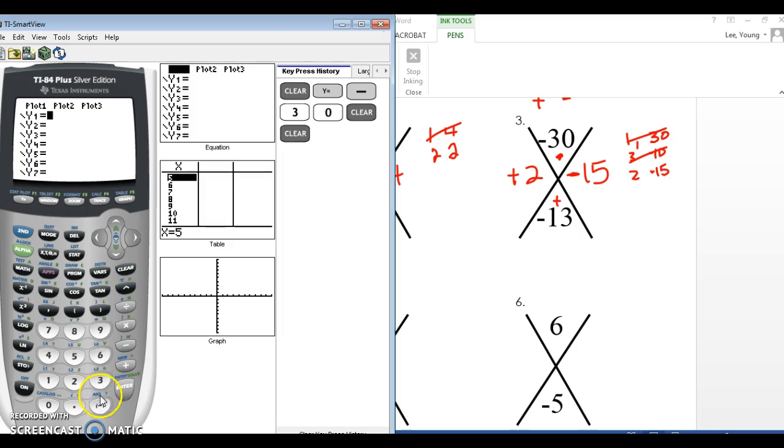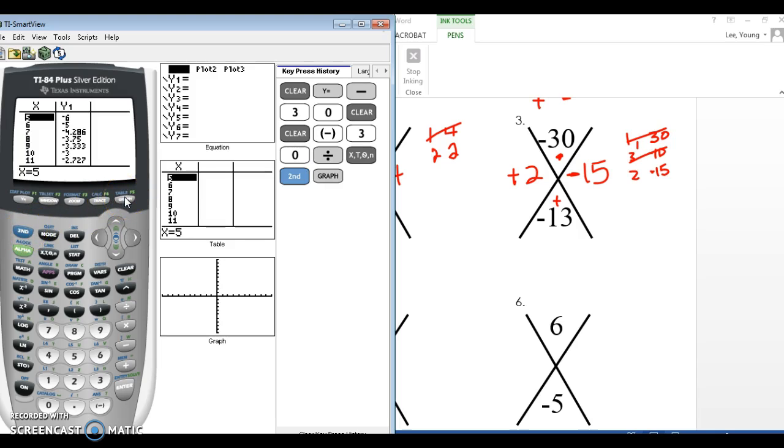Okay, it's -30. And now we're going to divide that by x. Every single time we're going to just divide by x, right? So whatever top number, we put it on the top, divide by x, and then we're going to go to the table. So second graph.